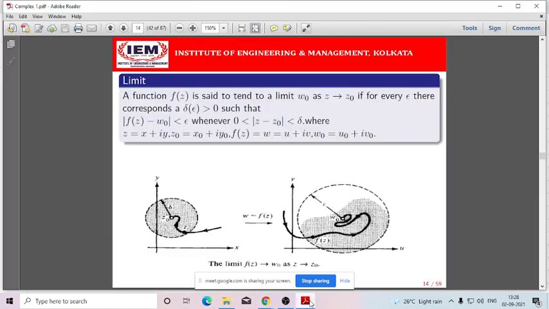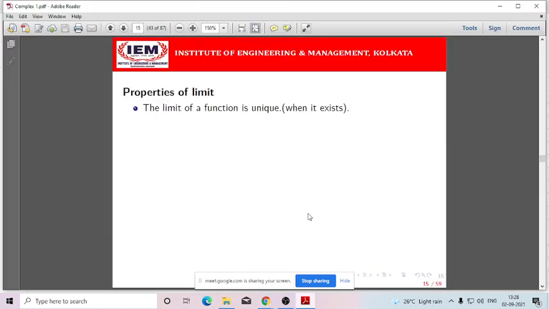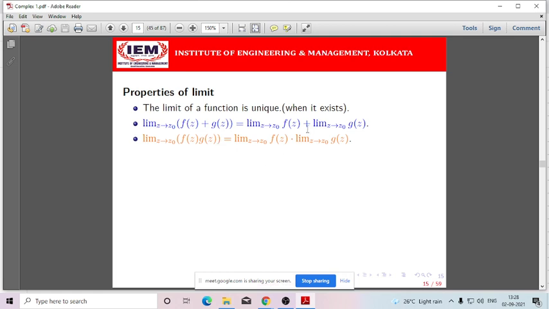Then what are the properties? The properties of the limit here are the same as the properties of limit that I have studied in function of one variable. The limit of a function will always be unique if it exists. The limit of the sum of two functions is the sum of the limits of the individual functions. The limit of the product of two functions is the product of the limits of each function. The limit of the quotient of two functions is the quotient of the limiting values of each function, provided the denominator doesn't have limit 0 at the given point.